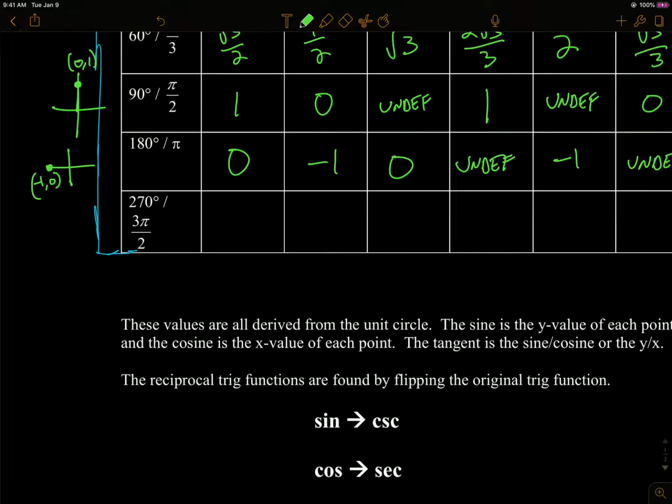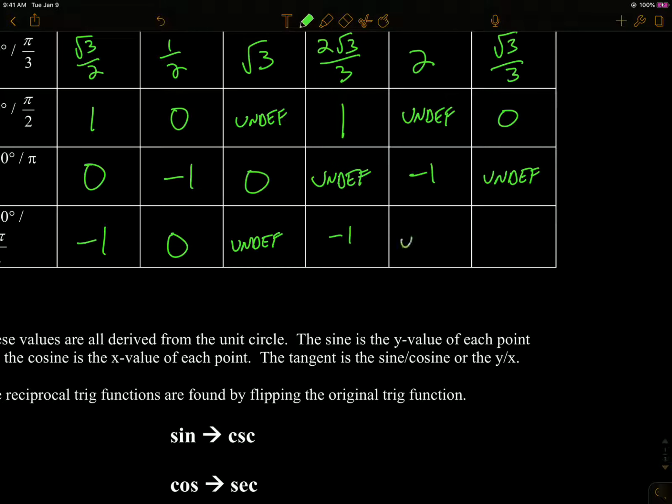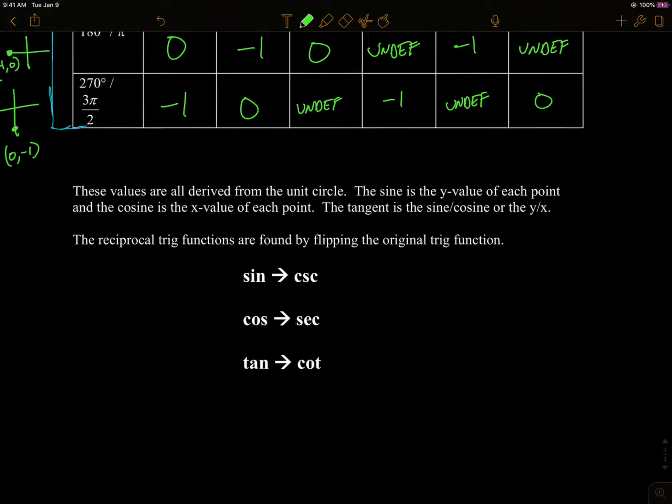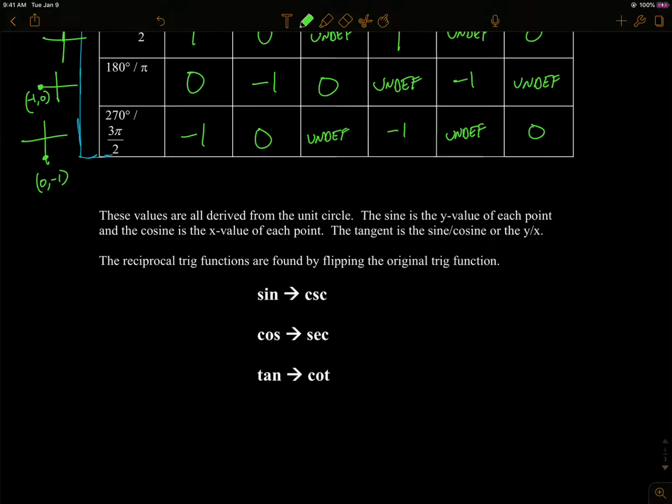Okay? 270 happens to be this angle down here, so that's going to be 0, negative 1 for our coordinates. So pause the video and fill out that row. Okay, welcome back. It should be negative 1, 0, undefined, negative 1, undefined, and 0.